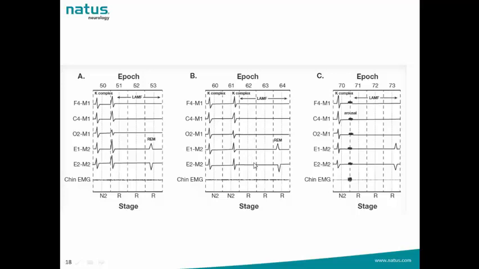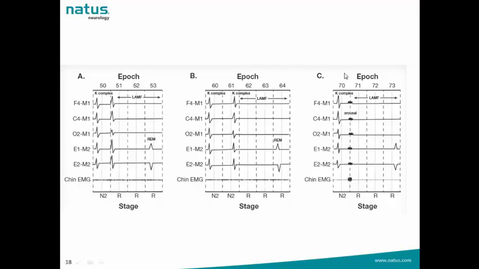62, we need another K-complex at the end portion here to score this as N2. Otherwise, we keep it in mind and we go forward. 63 has no sleep signature for N2, so we keep it in mind and I'll go for 64. 64, we have rapid eye movements, so this is phasic REM episode. We go back and score 62 and 63 as definite tonic REM episodes.